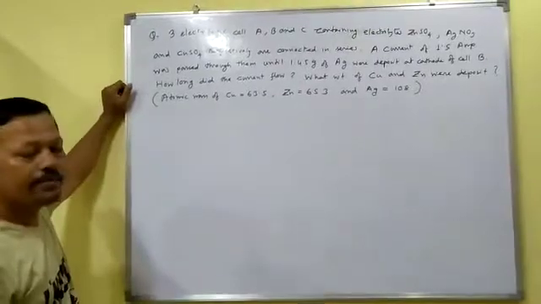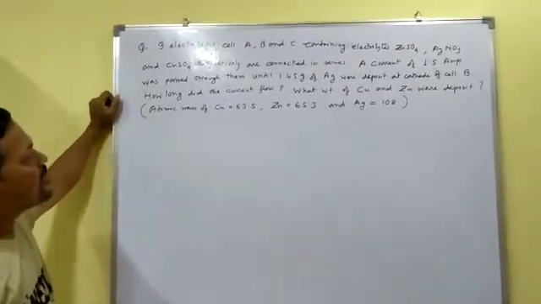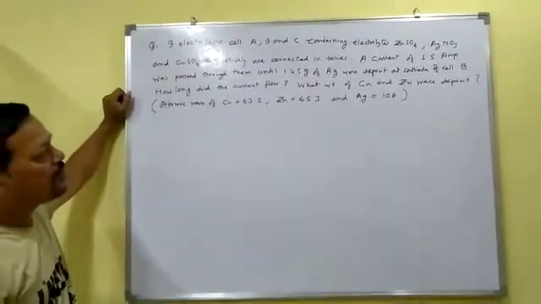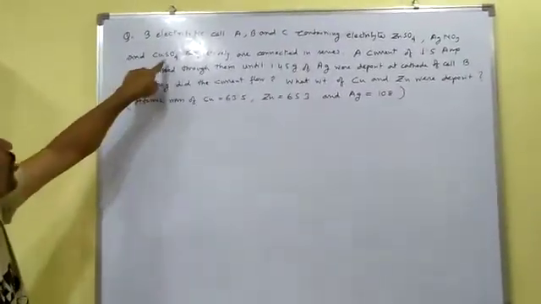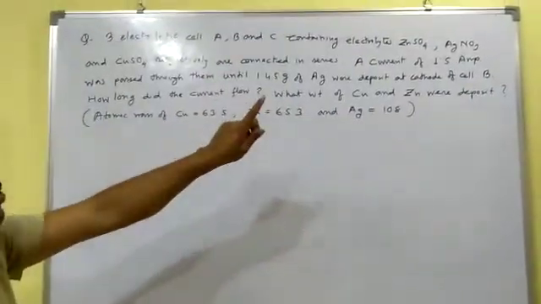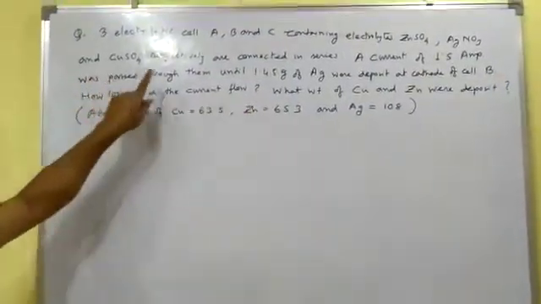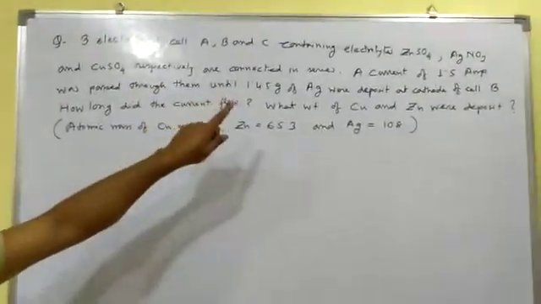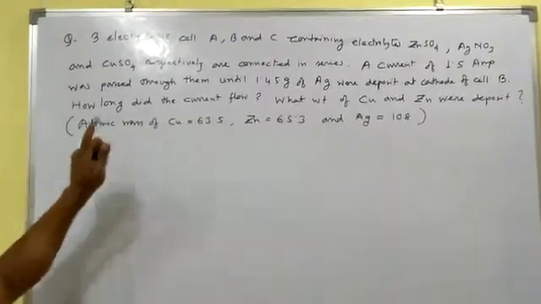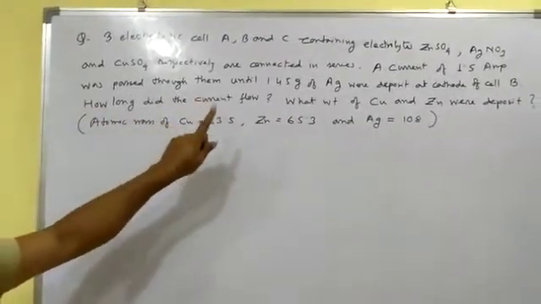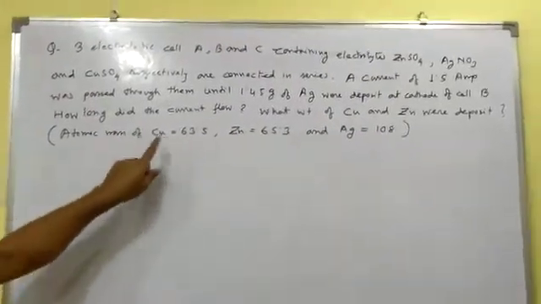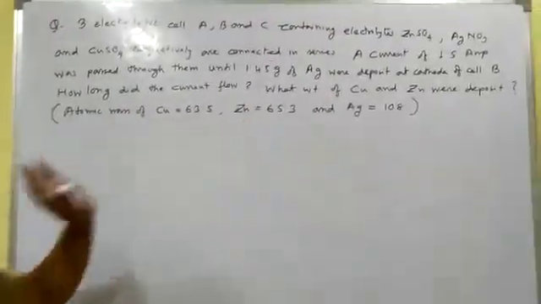This is another question. 3 electrolytic cells A, B and C containing the electrolytes zinc sulfate, silver nitrate and copper sulfate respectively are connected in series. A current of 1.5 ampere was passed through them until 1.45 gram of silver was deposited at the cathode of cell B. How long did the current flow? What weight of copper and zinc were deposited? Here the atomic masses of copper, zinc and silver are given.